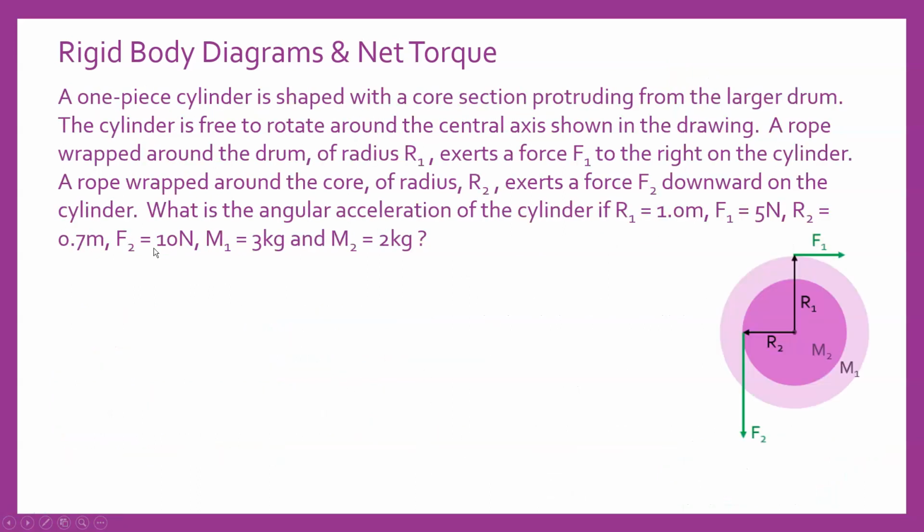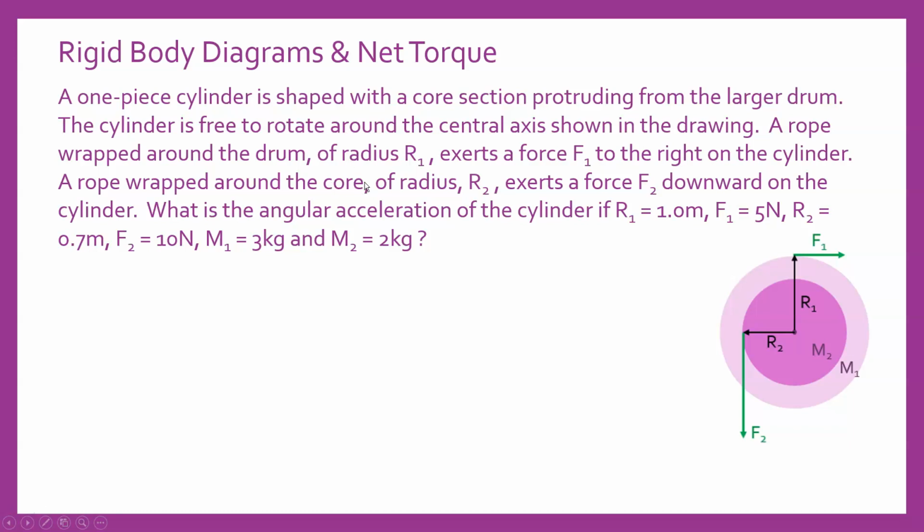Let's take a look at another problem. Here we have a one-piece cylinder shaped with a core section protruding from the larger drum. So here we have the larger drum. Here we have the smaller section protruding out of the screen towards us. The cylinder is free to rotate about the central axis as shown in the drawing.